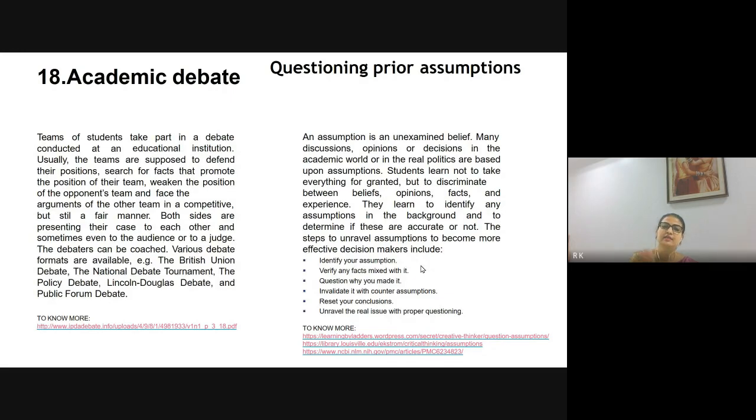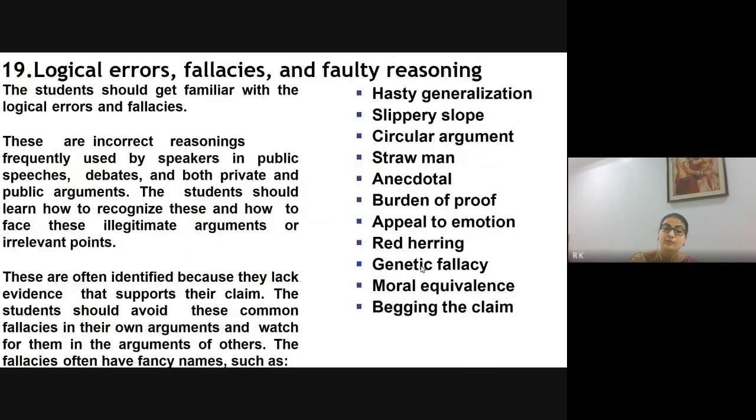Okay. But basically, academic debate is just forming a team of students who love to take part in debates. Usually the teams are supposed to defend their positions and their facts. It can be very competitive, but it still has to happen in a fair manner. Both sides present their views to each other, and a judge is there to understand how best they have done the debate. This is one of the methods which I always use. I just love it.